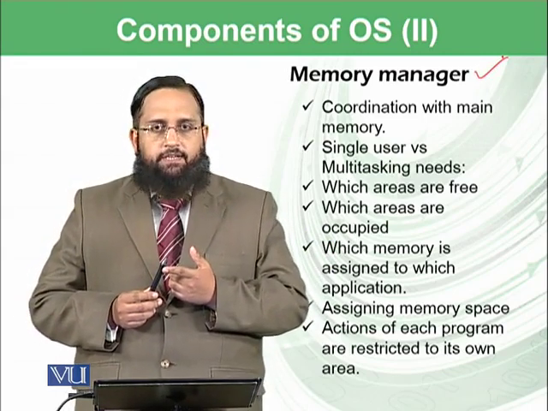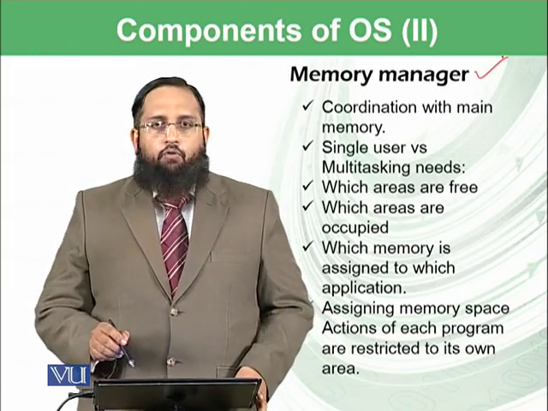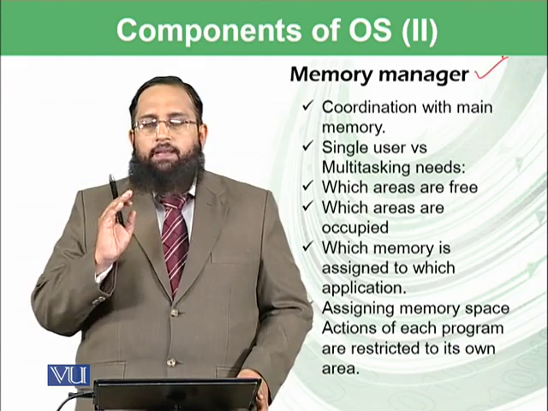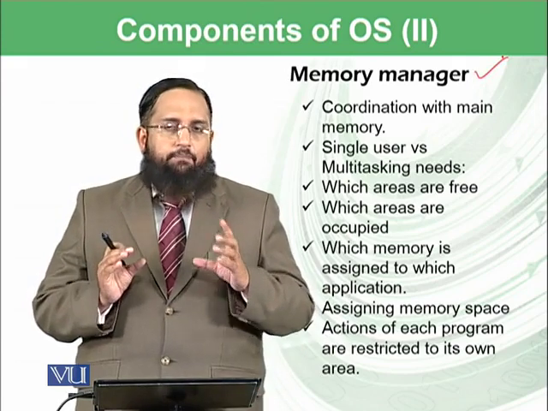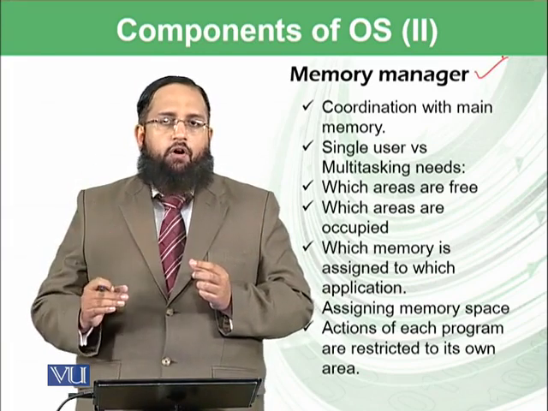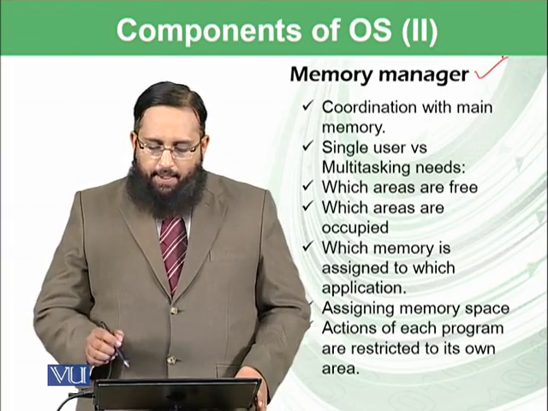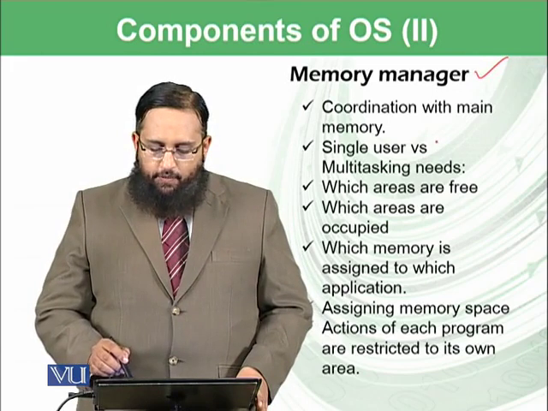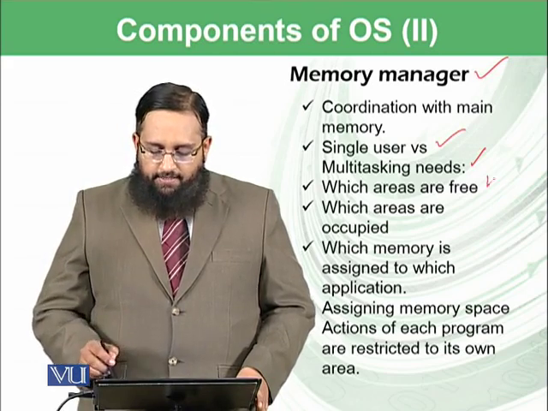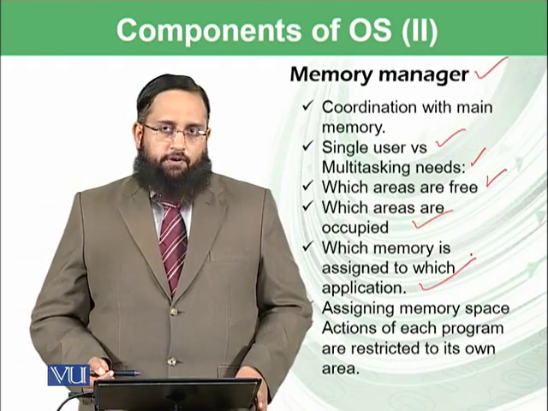For example, we discussed that if your main memory is 4 GB, then it has 4 billion bytes available. And how much of those 4 billion bytes are occupied by programs currently running on the CPU, and which of the slots are freely available. That is being coordinated by the memory manager. Then, if single user versus multitasking needs arise, which areas are free, which areas are occupied, and which memory is assigned to which application. This is also very important.